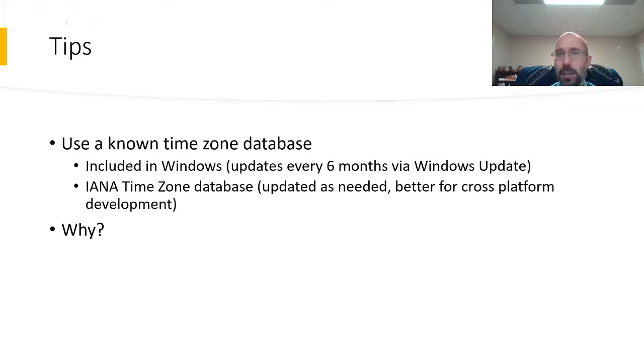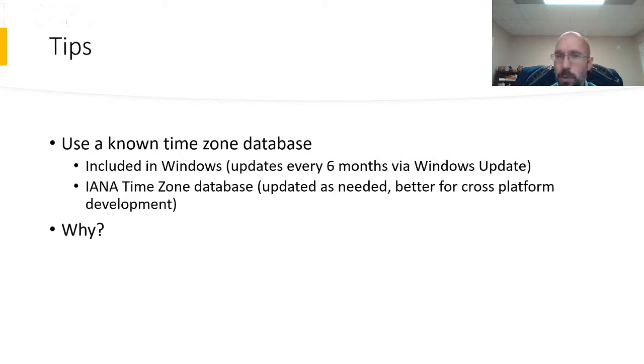If you're doing a lot of cross-platform development, it may be better to use the Ionic time zone database, which is a third party, and they update their database a little bit more often. In 2019, there were 3 versions of the database. So far in 2020, there's only been 1 version of the database, but they tend to update it as needed and not just every 6 months.